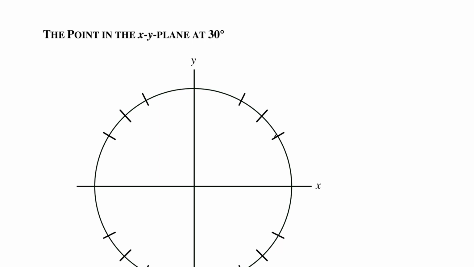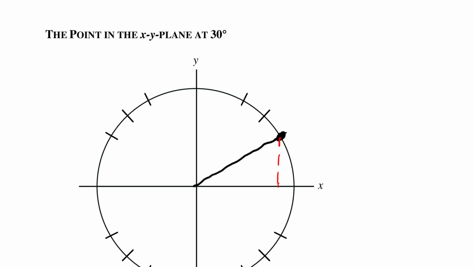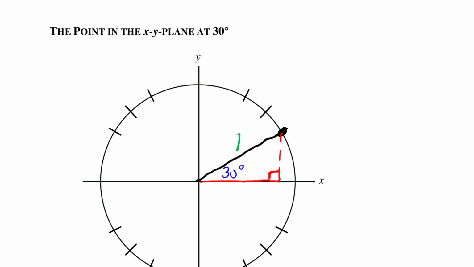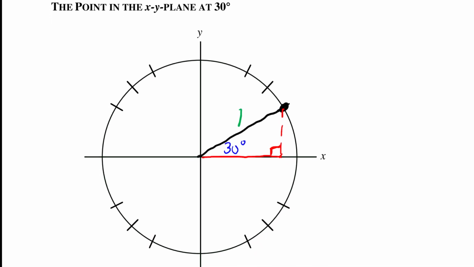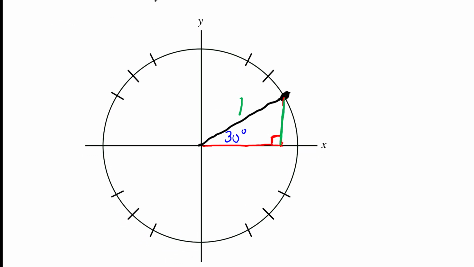So let's take a very specific look at the point in the xy plane at 30 degrees, the actual ordered pair. We'll start by recognizing that there is a point there and that there's a radius that goes to the origin. From there, we'll drop down to the x-axis to draw a right triangle. Some things that we know: of course, that's a 30-degree angle, but also the radius is equal to 1. And the radius, as far as the right triangle is concerned, is the hypotenuse. So now we have a 30, 60, 90 triangle in the xy plane.